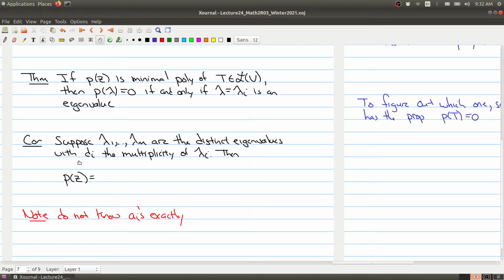So putting the pieces together, what we have is lambda 1 through lambda m are the distinct eigenvalues, and let's say you know the multiplicities of each of them, d1 through dm. Then we know that the minimal polynomial has to factor into the form (z minus lambda 1)^a1 (z minus lambda 2)^a2 up to (z minus lambda m)^am, with each of the ai's greater than or equal to 1 and less than or equal to di.